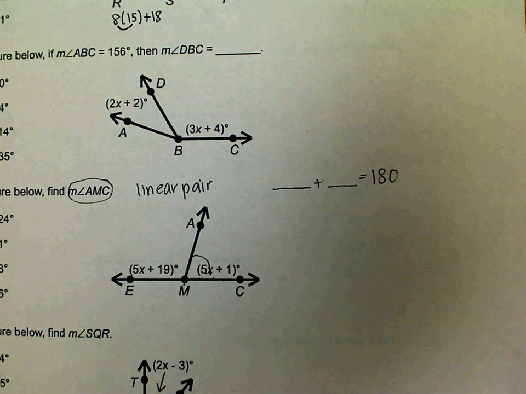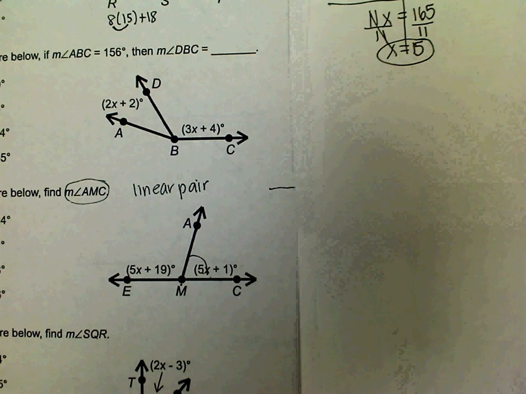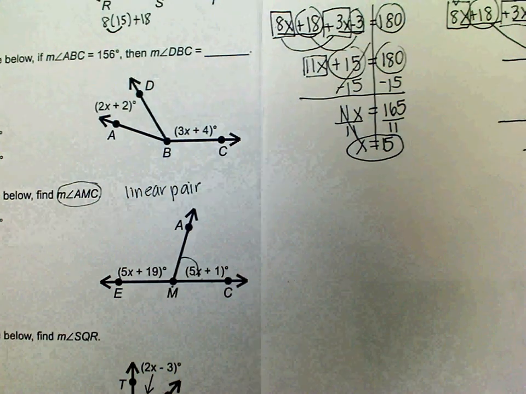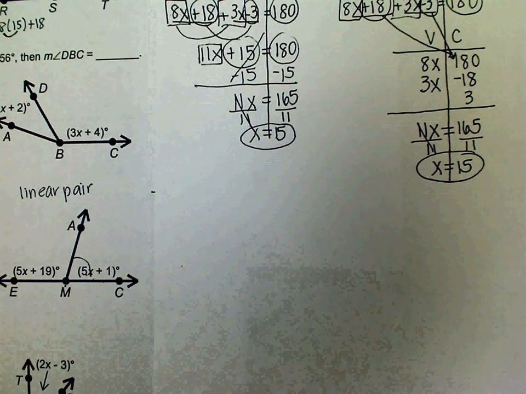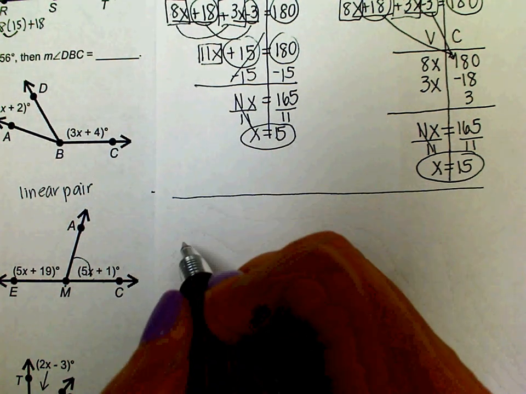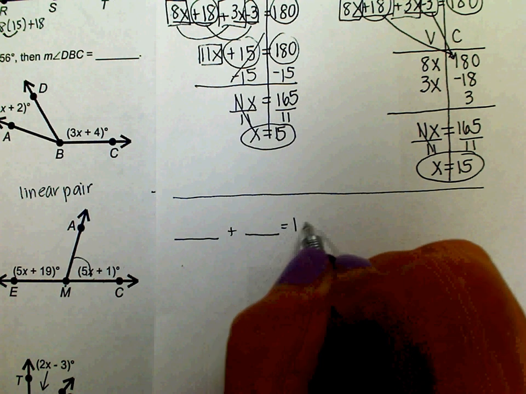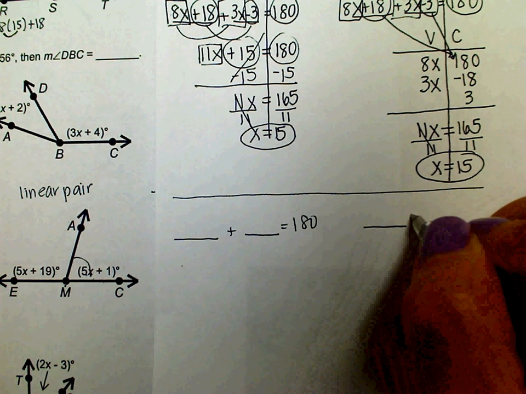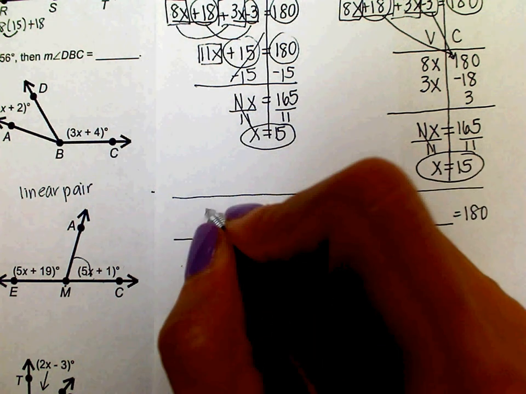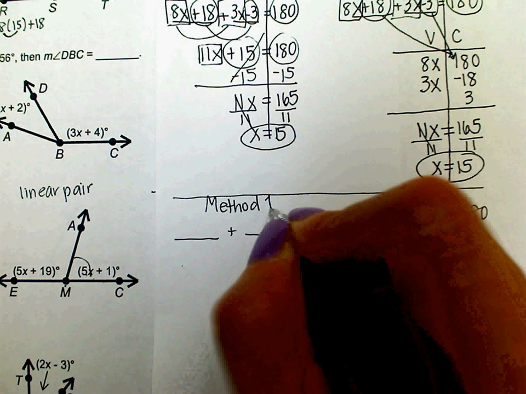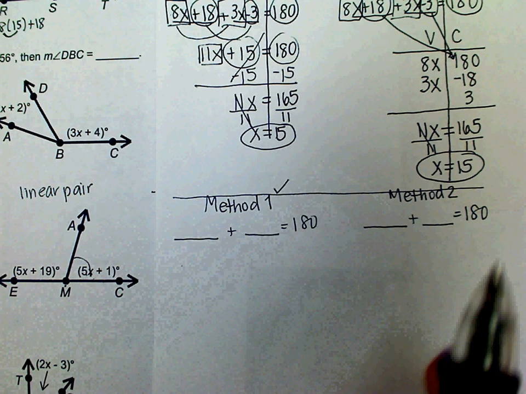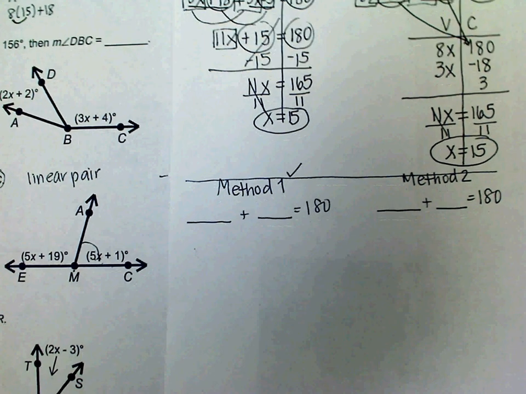Okay? So I'm going to do method number 1. Well, I'm going to do both at the same time for a second here. So method number 1, you would still do blank plus blank equals 180. Method number 2 would still do blank plus blank equals 180. Okay? So depending on which method you choose, I'll put method 1 and method 2. Again, I would prefer you guys know how to do method 1, but method 2 is a good way to start until you get comfortable with method 1.